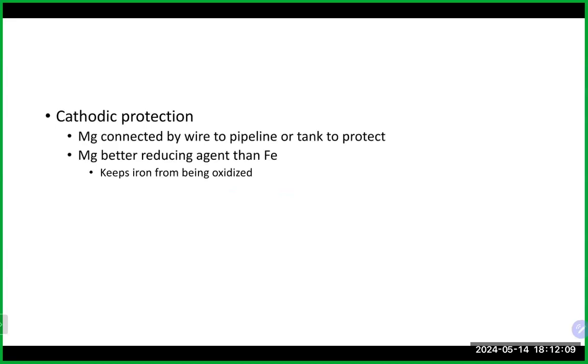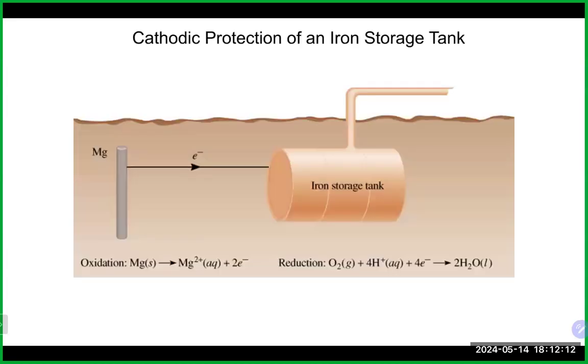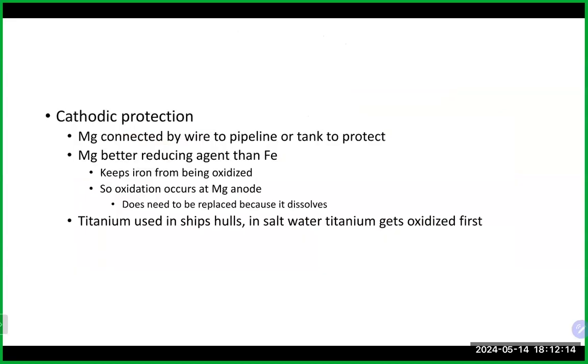That is also what can happen when we have a storage tank that's been buried underground. If you have a storage tank buried underground, obviously there's a lot of moisture underneath. You can hang a magnesium wire to this tank or pipeline, and magnesium is a better reducing agent than iron. And remember, our reducing agent gets oxidized.